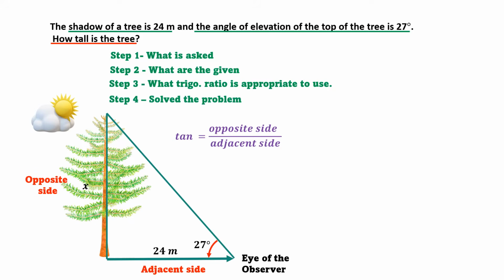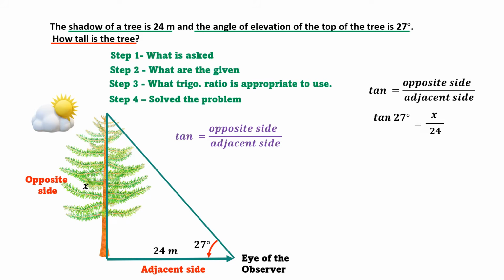Next, the fourth step. Solve the problem. Let us start with the formula of a tangent. The formula of tangent is equal to the opposite side over the adjacent side. Let us substitute the given values. We have tangent of 27 degrees equal to, substituting the value of the opposite side which is x, over, substituting the value of the adjacent side, which is 24. As you can see, there is a fraction on the other side of the equation.